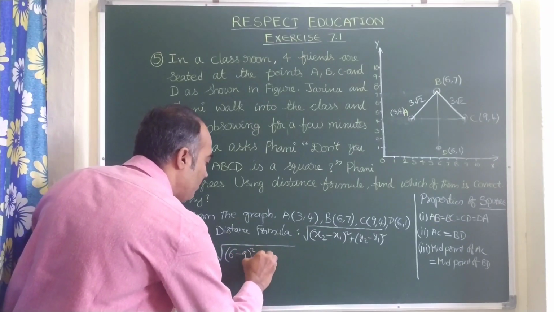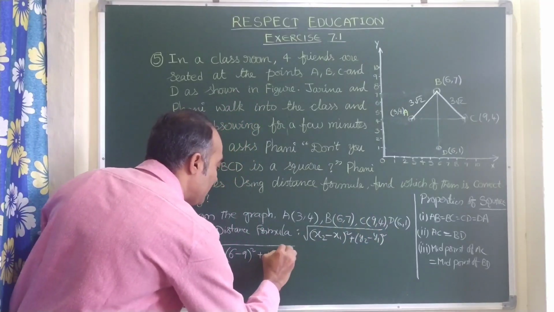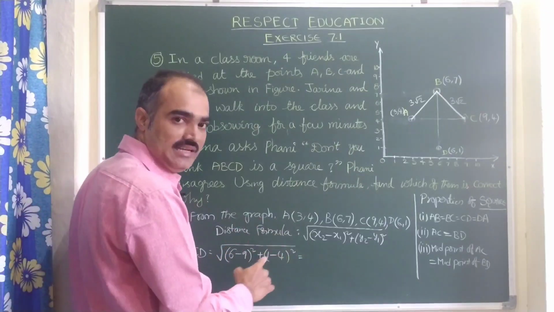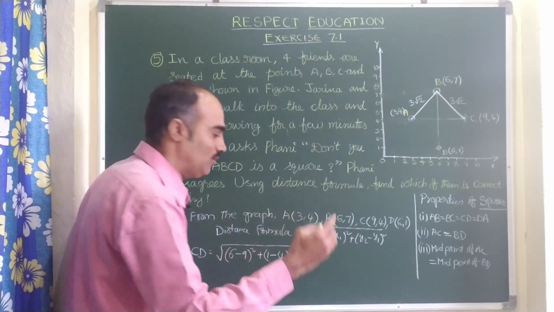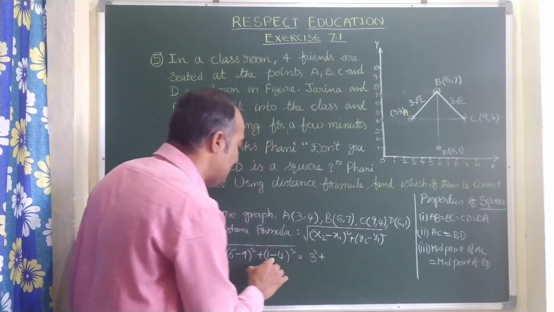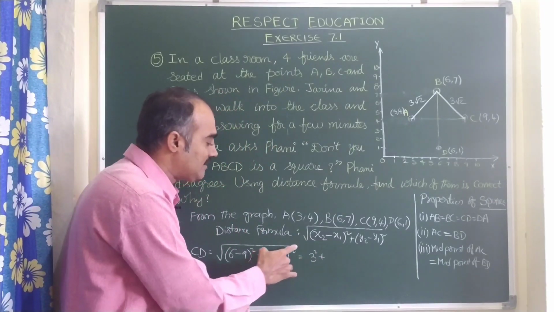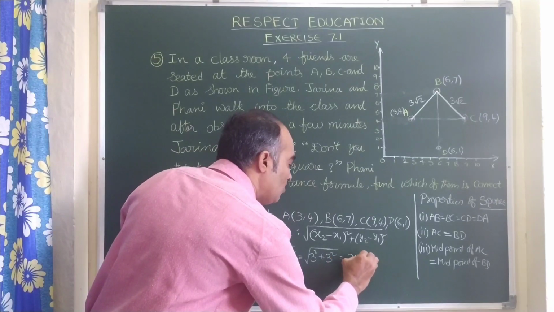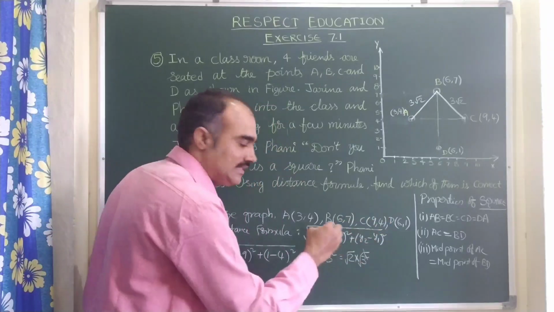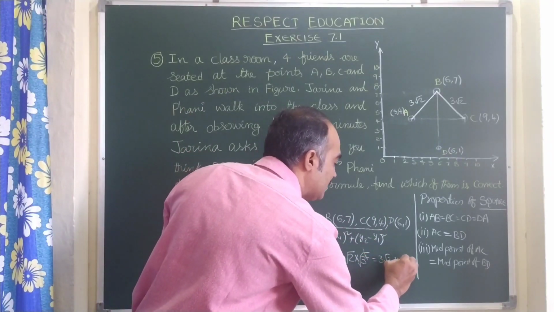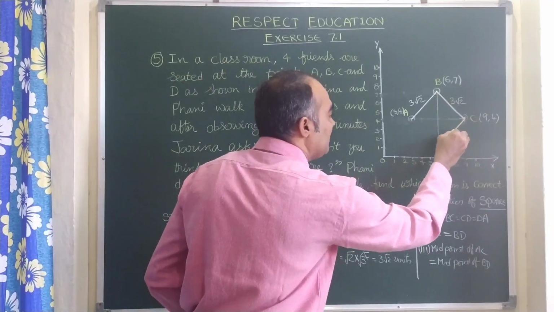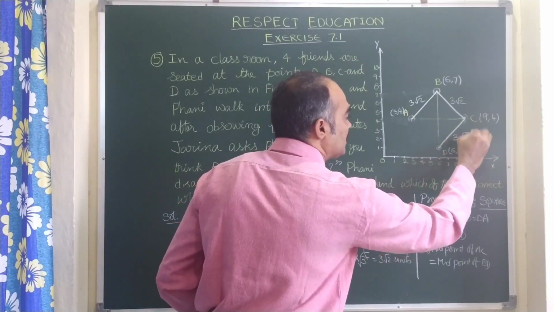Here for C to D, 6 minus 9 whole square plus 1 minus 4 whole square. 6 minus 9 is minus 3, minus 3 whole square can be written as 3 square, plus 1 minus 4 is minus 3, minus 3 whole square is nothing but 3 square. So this is again 2 times 3 square under root, let us split the root. Square and root get cancelled, this is 3, so 3 root 2 units. So here we found CD is also 3 root 2 units.